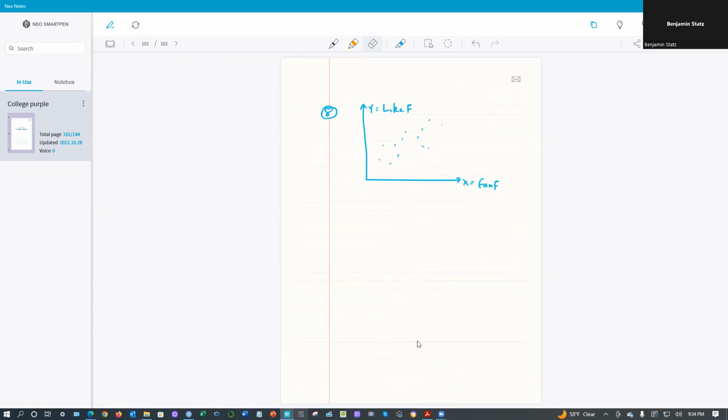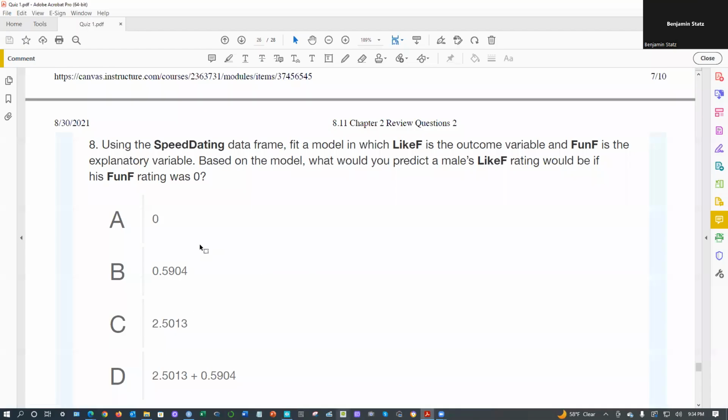You're going to fit this into a regression line. This is the b naught. B naught is what? When fun F equals 0. That is the b naught value. When fun F rating is 0, the value of like F is called b naught. So you should get the b naught value by running this one. When you run it, you can get b naught of 2.6.